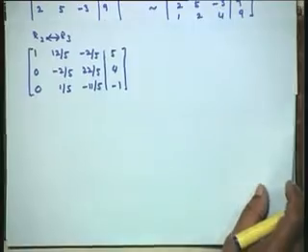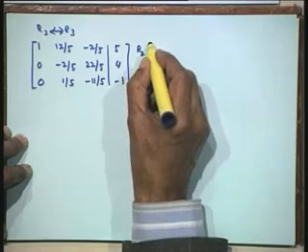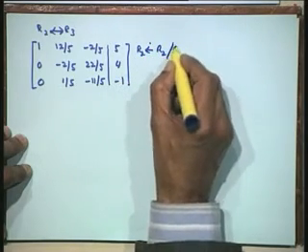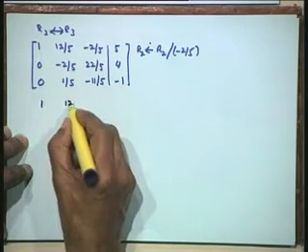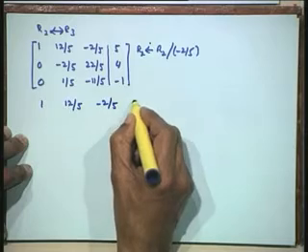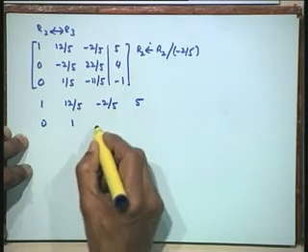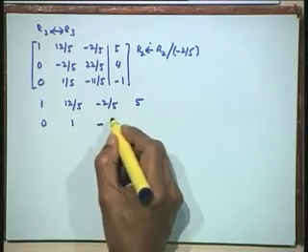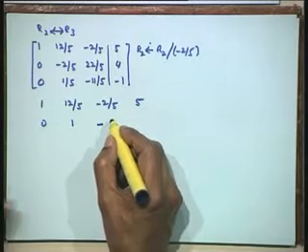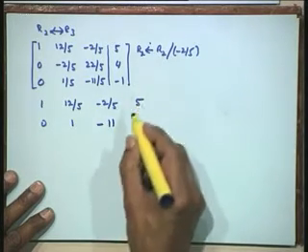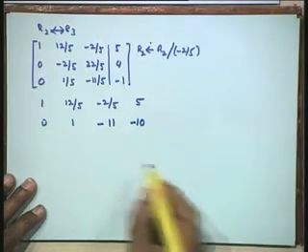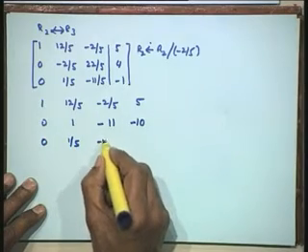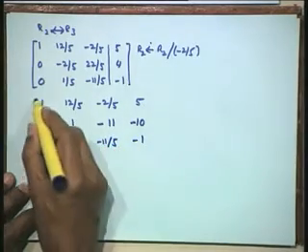Now, let us again make the second element 1. So, I would divide throughout row 2 by minus 2 by 5. Then I will have 1, 12 by 5, minus 2 by 5, 5, 0, 1, minus 11, and this is minus 10, and then 0, 1 by 5, minus 11 by 5, minus 1.